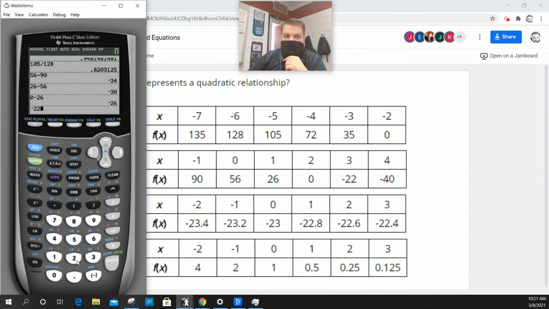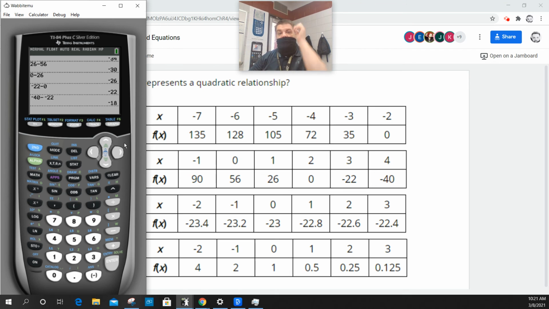If I say -22 minus 0. Notice that my decrease is increasing by a +4. If I take -34 and I add 4 to it, I get -30. Notice if I take -30 and I add 4 to it, I get -26. The next one should be -18, right? So I'm going to say -40 minus -22. Guess what? -18.